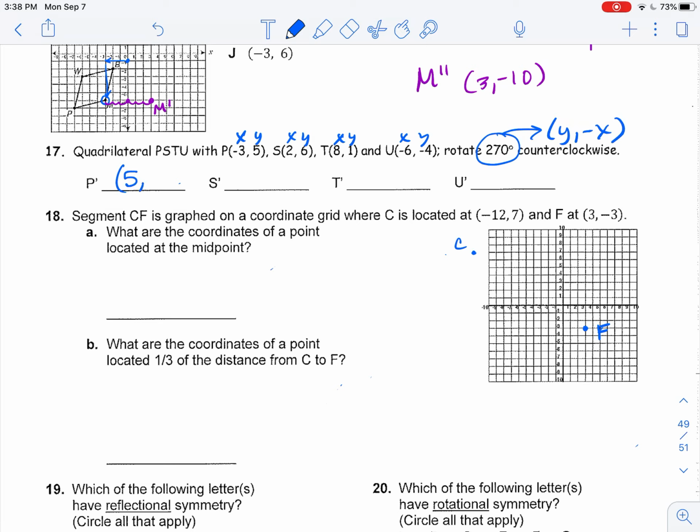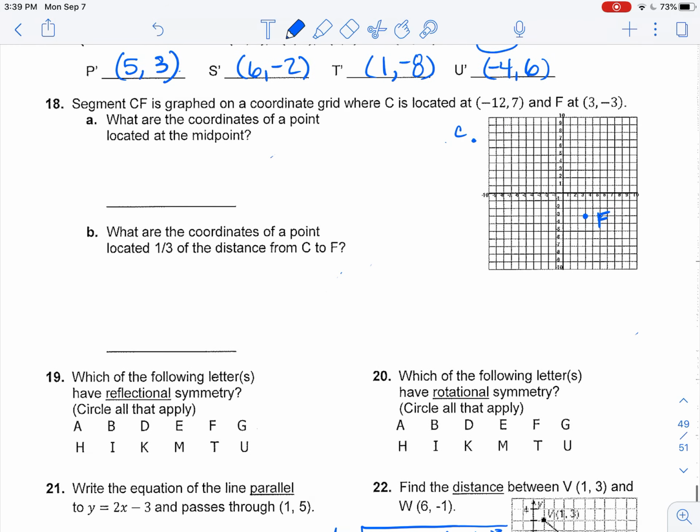And so for P, I'm going to have the y value first, which is 5, and then the opposite of x. So my x value is -3. The opposite of -3 is +3. And so there's my first point. We're going to do the same thing with S, T, and U now. So I want the y value first, and then the -x. The y value, -x, y value, -x.